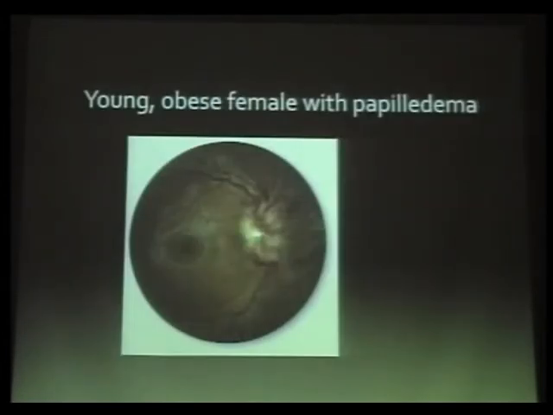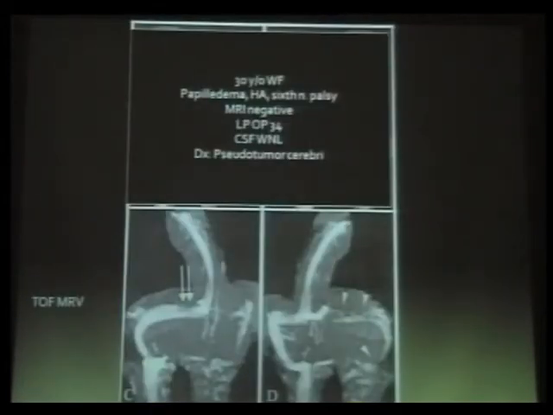And then Peter talked to you about papilledema, young obese female. That's the prototype for pseudotumor cerebri in the United States. And one of the problems is, in this 30-year-old papilledema patient with headache and a non-localizing increase in intracranial pressure-related 6th nerve palsy, the MR comes to you as negative, the spinal tap is normal, but the opening pressure is 34. Diagnosis pseudotumor cerebri.